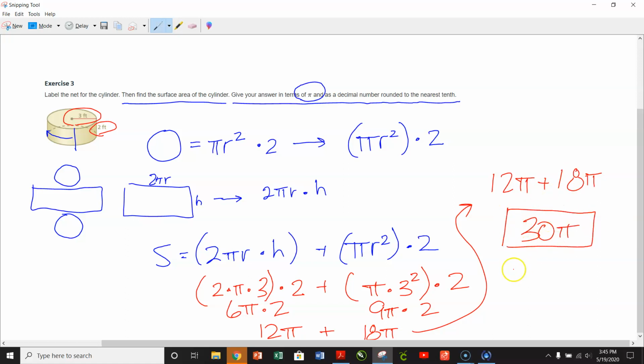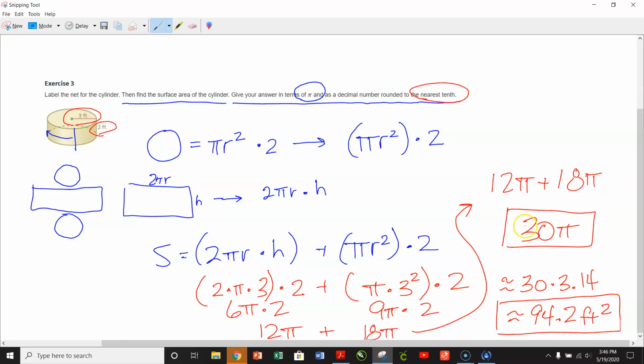So it wants you to put it in there as 30 pi. And then it says roughly, right? And we'll round to the nearest tenth here. So we'll take 30 and we'll times it by 3.14. And that gives us approximately 94 and 2/10 feet squared, right? So again, your answer in terms of pi, your answer rounded to the nearest tenth. Hope that makes sense.